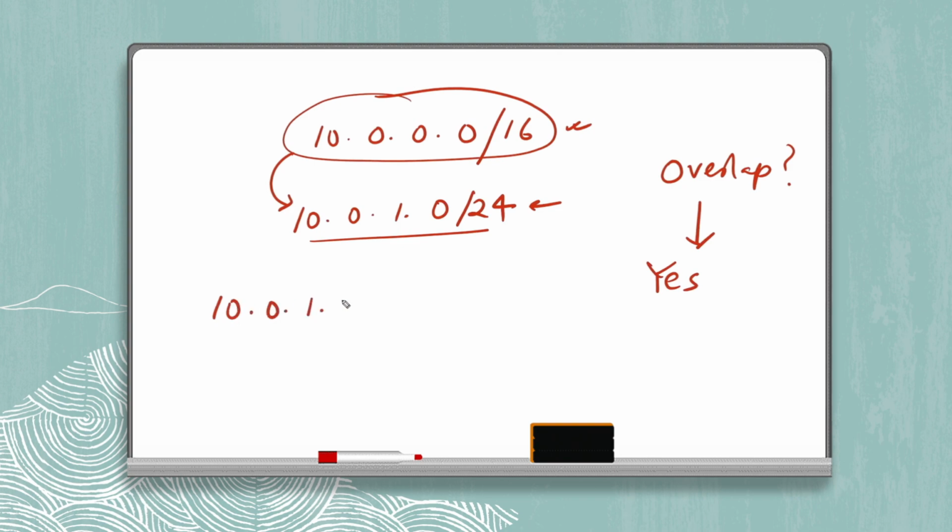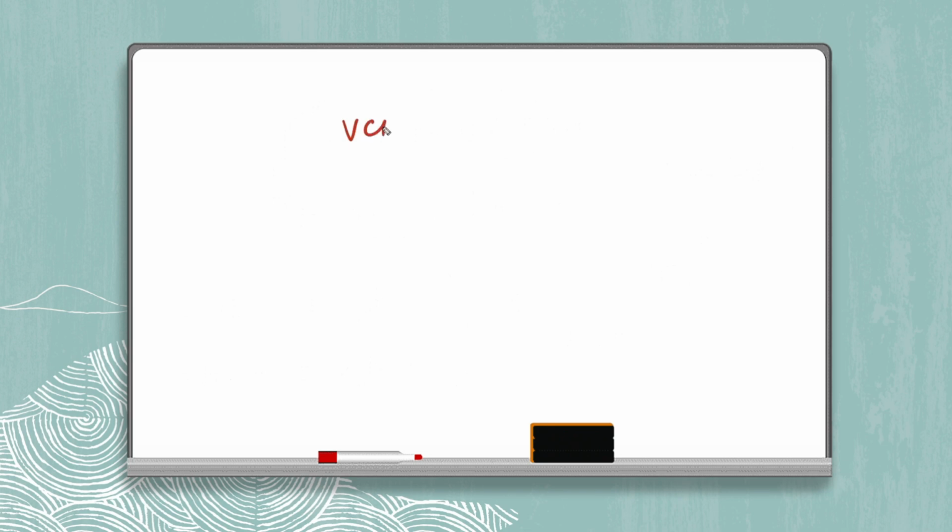Second example. Now, does it overlap? Again, pause the video and come back. All right, in this case, this is not a case of overlap. And hence, we can have these IP addresses as the IP address range for our subnet. Just like a VCN, you can also change the CIDR of the subnet even after the creation of the subnet.